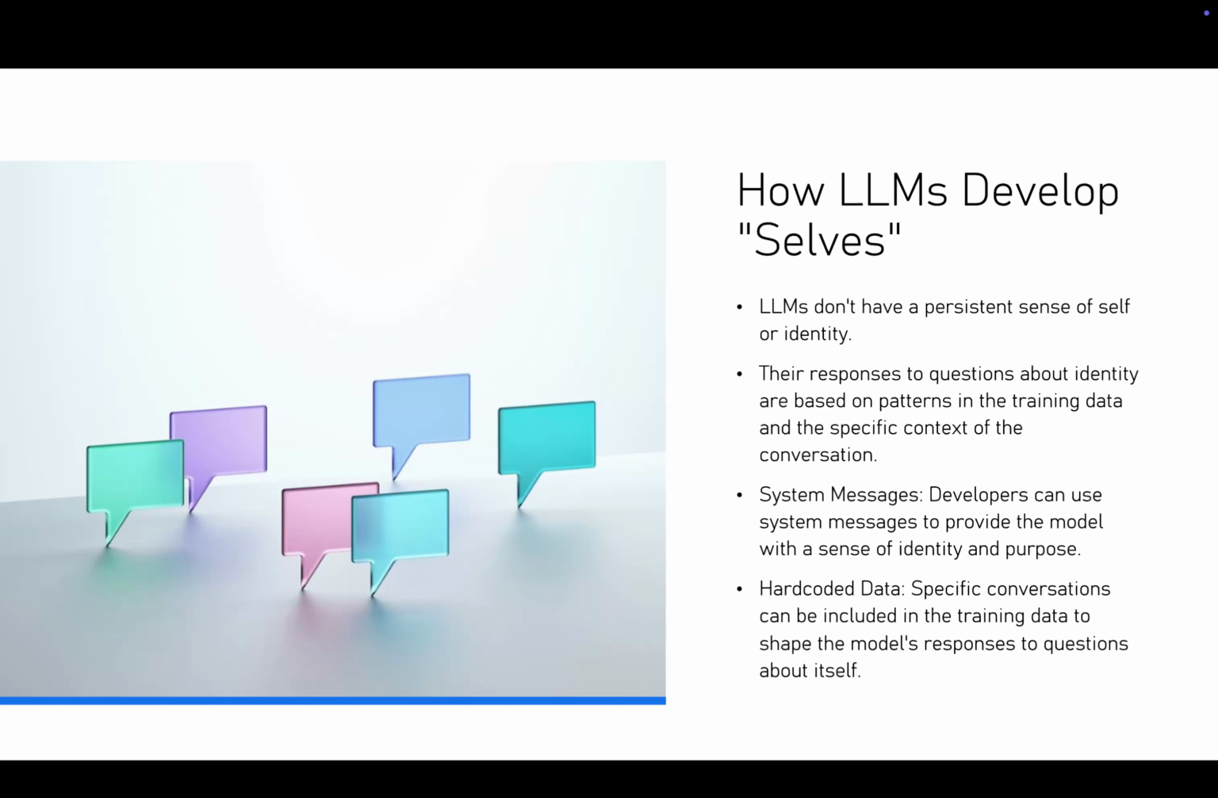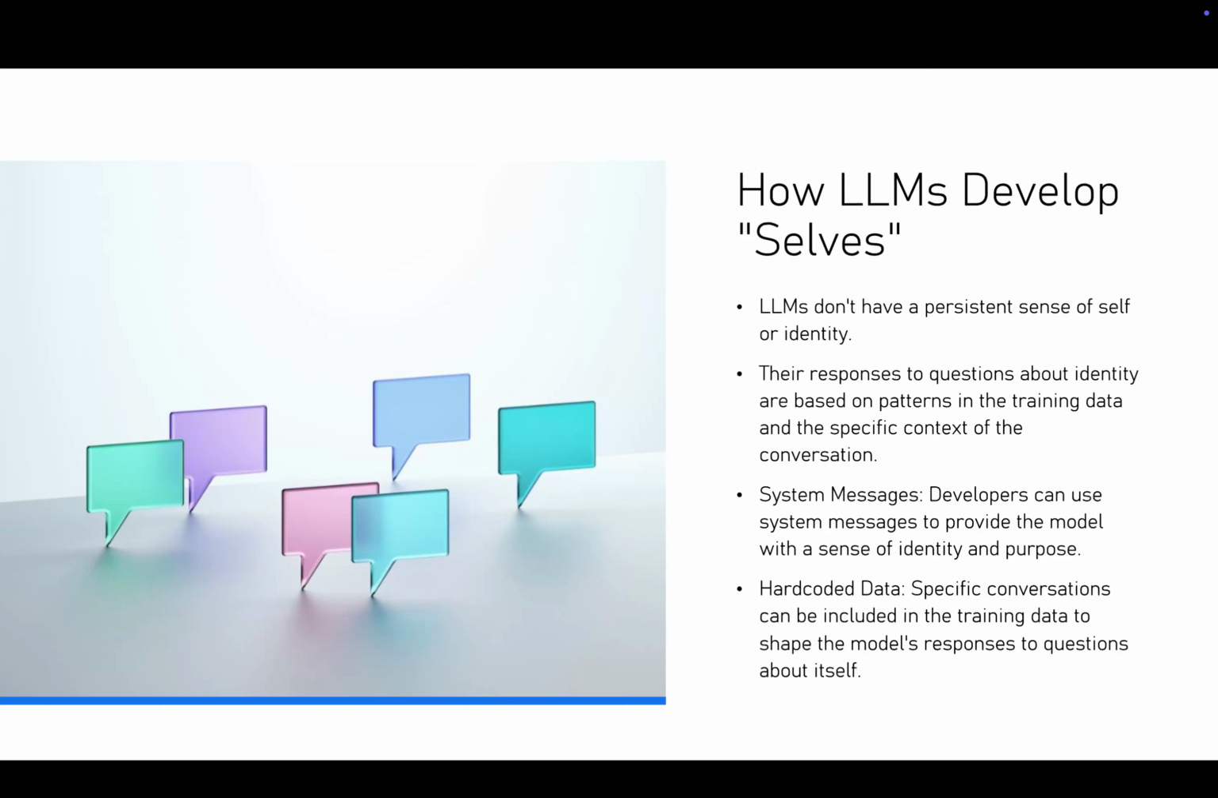And you know, doing all this will make it so that it will act more human, maybe talk a little bit more like humans do, so it's easier to accept by a wider audience. But how do LLMs actually develop themselves? Well, the thing is, they don't have a persistent sense of self or identity, and the responses to questions about identity are based on patterns in the training data and specific context of the conversation.